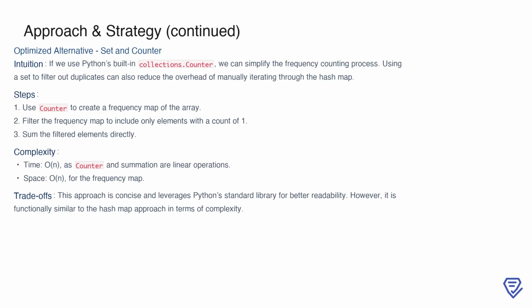Then, we directly sum up those filtered elements. The steps are straightforward. First, use Counter to create the frequency map from the array. Next, apply a filter to isolate elements with a frequency of 1, and finally, sum these elements in a single step. This method maintains the same time complexity of O(n), because both the Counter operation and summation are linear. It also has O(n) space complexity for storing the frequency map.